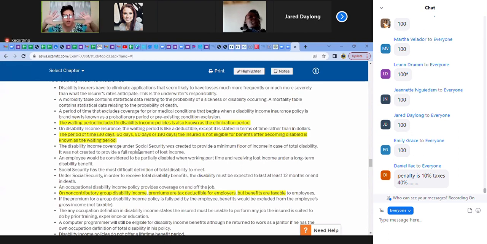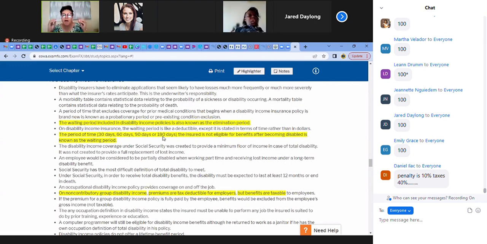Elimination period, disability. Here we go. 30, 60, 90, 180 days. That is your elimination period or your waiting period. Both of those words are the same. If I have a 30-day elimination period, that means my benefit starts the 31st day. If I have a 180-day elimination period, my benefit starts the 181st day.